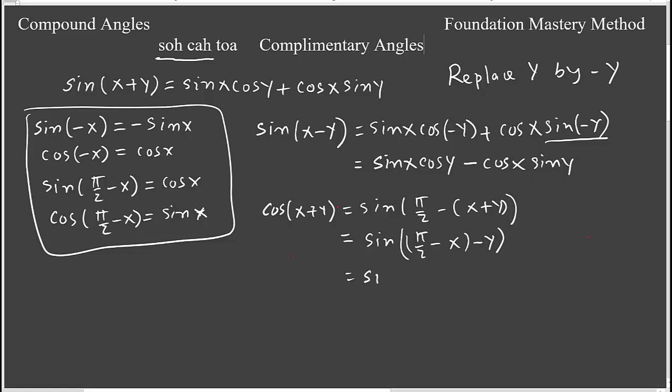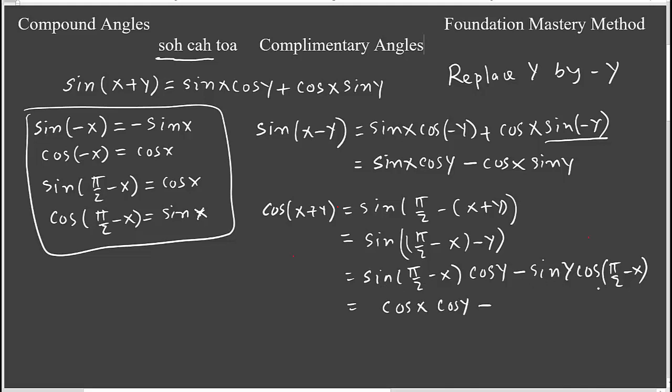So then it will be sine of pi by 2 minus x times cosine y, minus sine y times cosine of pi by 2 minus x. Now as we know, sine of pi by 2 minus x is cosine x, so cosine x cosine y, minus this one will give sine x, so we can write sine x sine y. So we got our third formula.